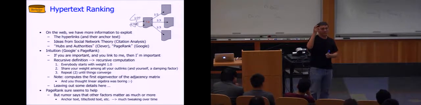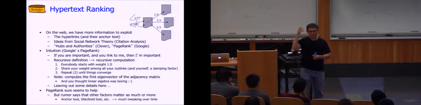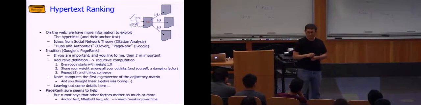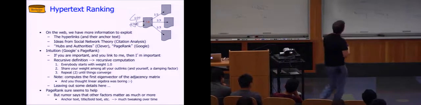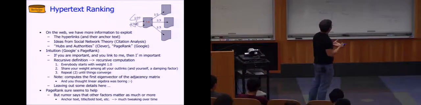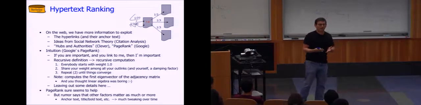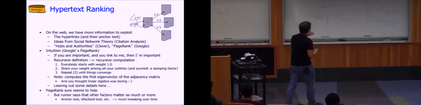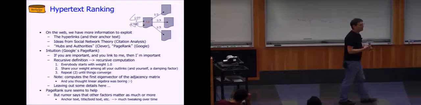They'd have the most interesting pages about Stanford come up first, like the university homepage and so on. So pretty cool. But now, of course, it's only a piece of what Google Corporation uses in its search. And rumor says that other factors matter as much or more than PageRank.